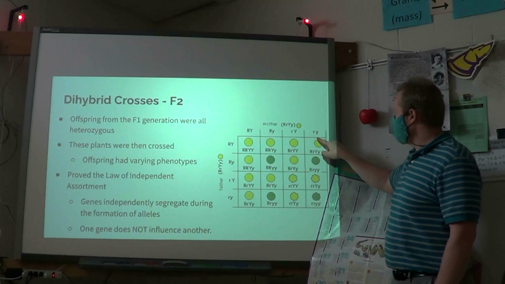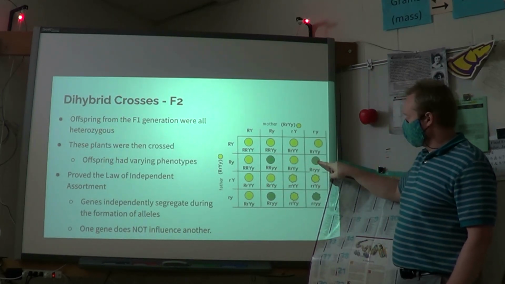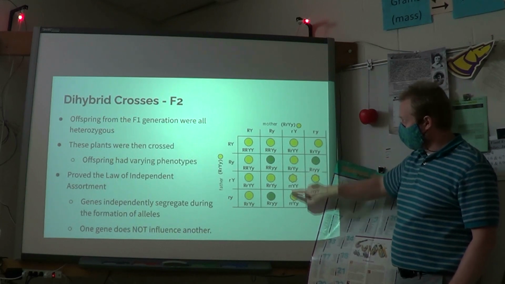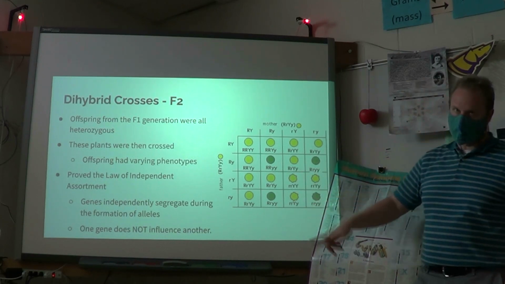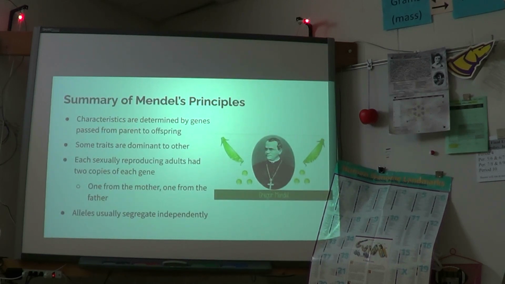So he had 9 dominant. He had 3 dominant recessive. He had 3 recessive dominant, and he had 1 recessive. Statistically, that's how it worked out, just as if we were to go through and count up heads and tails. But he came up with the conclusion that one gene did not impact the other.